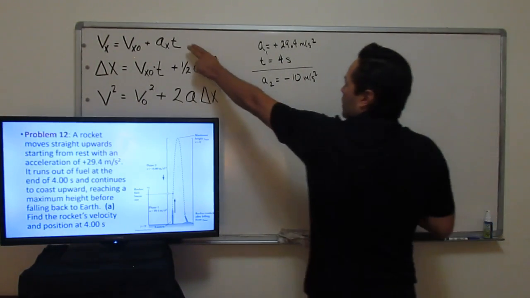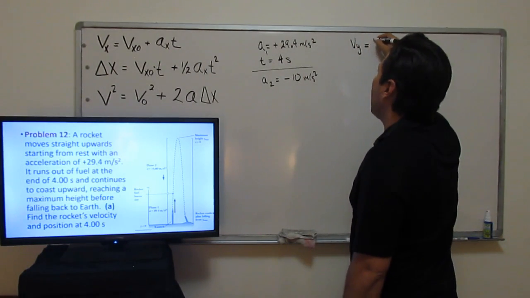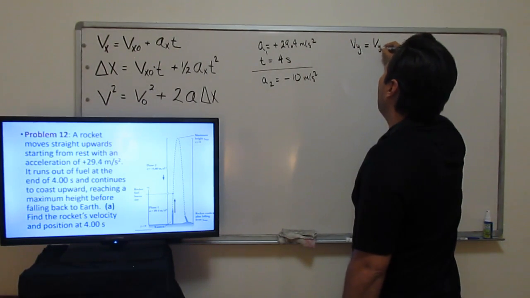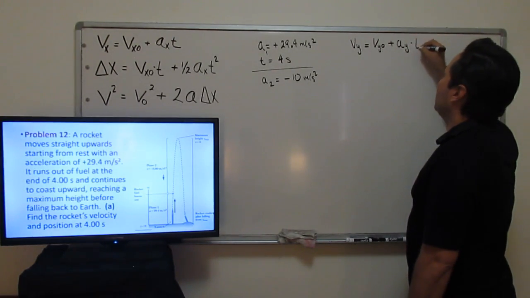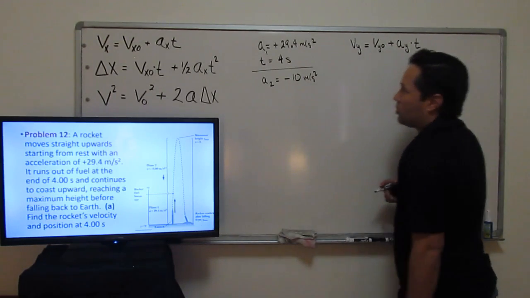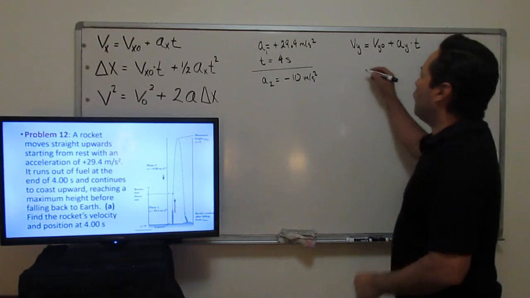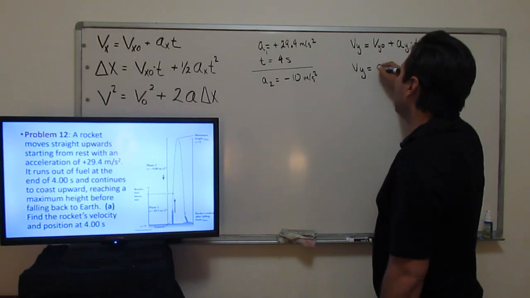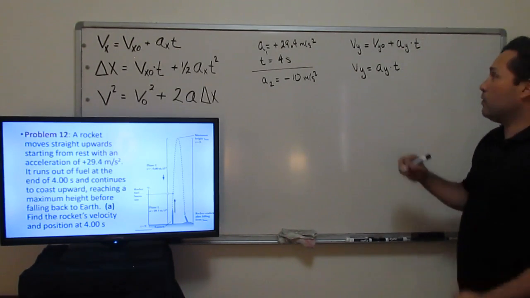So we're going to use this formula right here. We'll put y because we're on the y-axis: Vy equals Vyo plus acceleration on the y-axis times time. Now the rocket does start from rest, so we know that Vyo is 0, has no value. So I'm going to simplify the formula a little bit, which is acceleration times time, and that's going to give us our velocity.